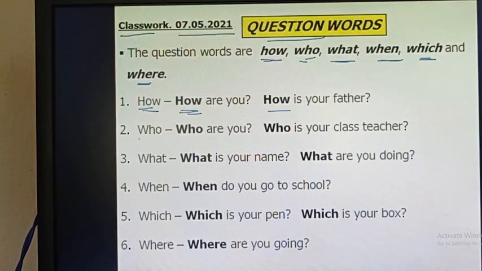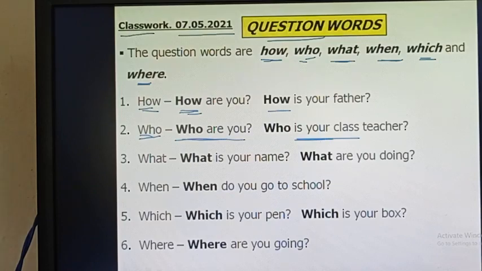Second, who is used to ask about the identity of a person, who that person is. Like, who are you? Who is your class teacher? The answer will be Miss Sarthi is our class teacher, or Miss Molly is our class teacher. So that way the question word who is used. Who are you, who is your class teacher, who is your father, who is your mother.